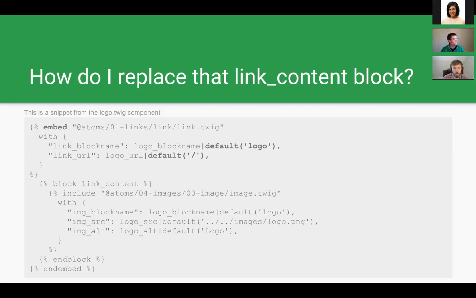And then below we've got the block link content. So this is that section that is replacing the entire block in our link component. In this case, we're replacing it by including the image component and then passing some information into that component. So basically, this is going to build out our logo, which is basically a linked image of our logo with some default things like going to the home page and alt text, etc.